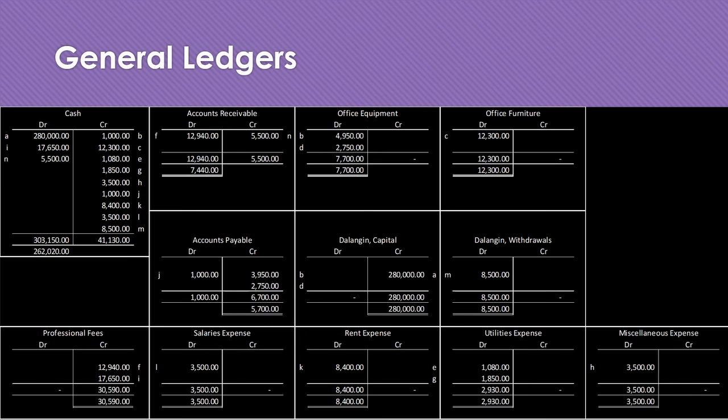So, cash, kung makikita mo, ang cash is an asset. Cash, AR, office equipment, and office furniture, these are assets. So, normal balances niya ay debit balances. And ito naman, liabilities and equity. Okay? Liabilities and equity, ang normal balance niya, again, ay credit. Okay? Except for your contra equities. Kasi contra siya eh. So, inverse.